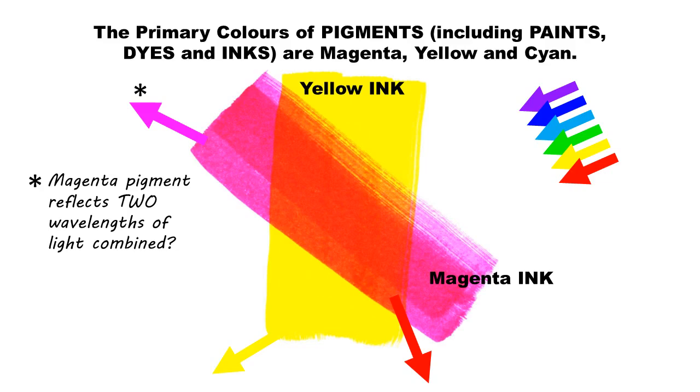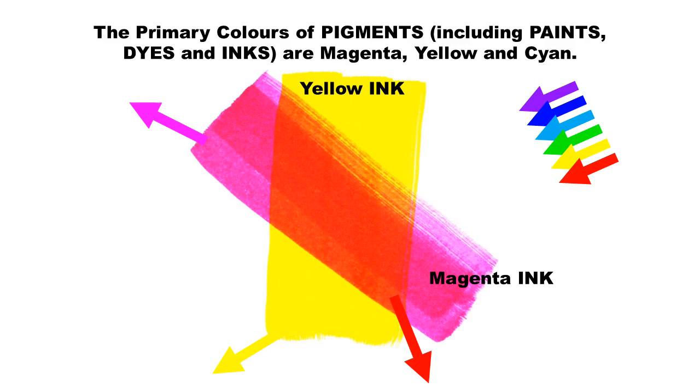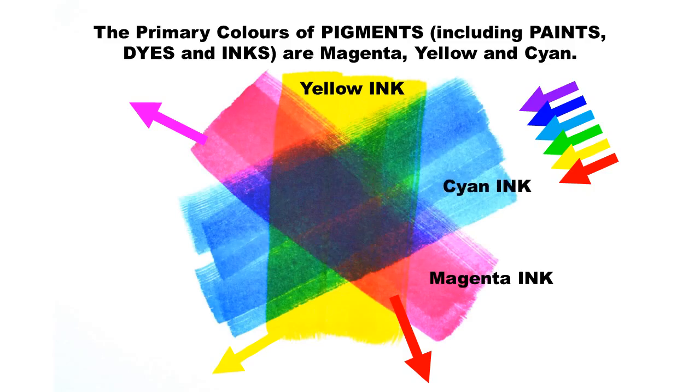Remember, magenta ink actually reflects two wavelengths of light, red and blue, but don't get confused by that. Let's just say magenta reflects magenta coloured light and leave it at that. Also, notice that when magenta and yellow ink are mixed together, they produce the colour red. Cyan absorbs all the colours of the rainbow except cyan, which it reflects. When mixed with yellow ink, cyan creates green, and when mixed with magenta ink, cyan creates blue.